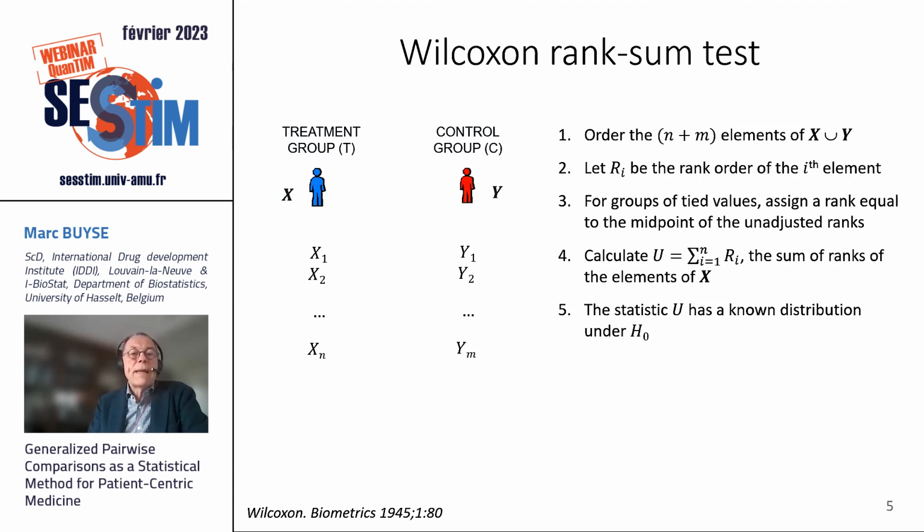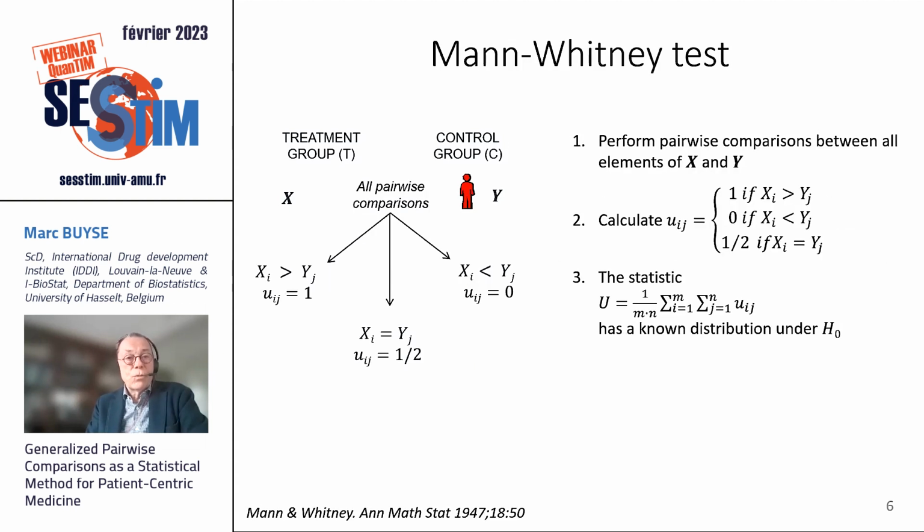You calculate the sum of the ranks of the observations in the treated arm, and then this sum of ranks is a statistic, which we call U, and it has a known distribution under the null hypothesis. There are tables for these. We used to use tables in the old days. Of course, now everything's computerized, but we also have an asymptotic distribution for the statistic, which is a U statistic, hence the choice of calling it U.